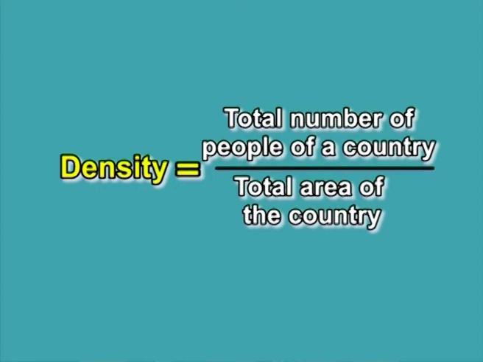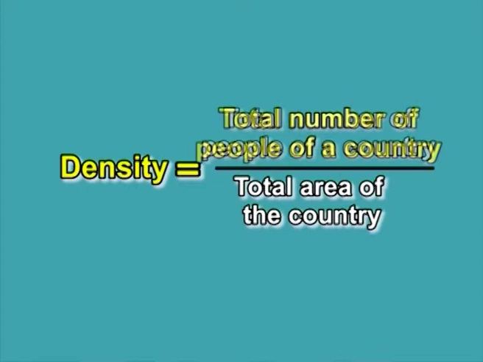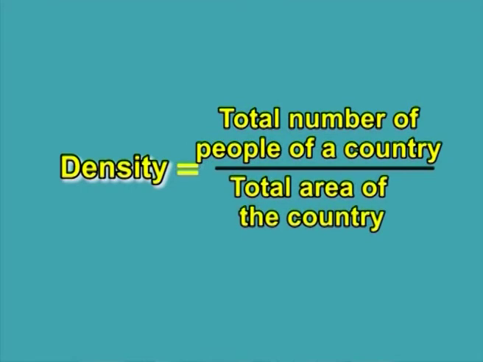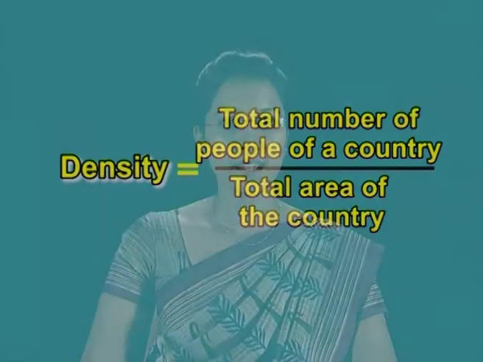The density of population can be expressed as density equals total number of people of a country divided by total area of the country. In this lesson, we will examine the size of India's population in the world's context and study distribution and density of population and various factors influencing them. Analyze trends in population growth, their determinants and consequences.